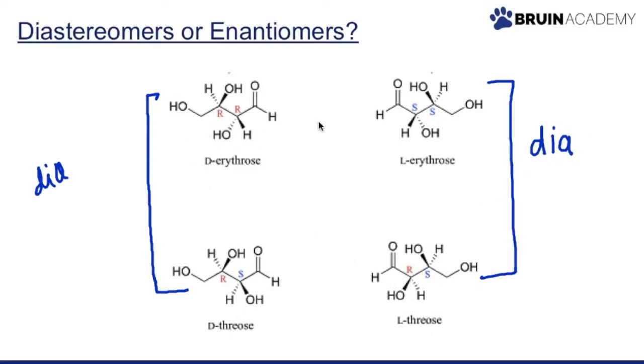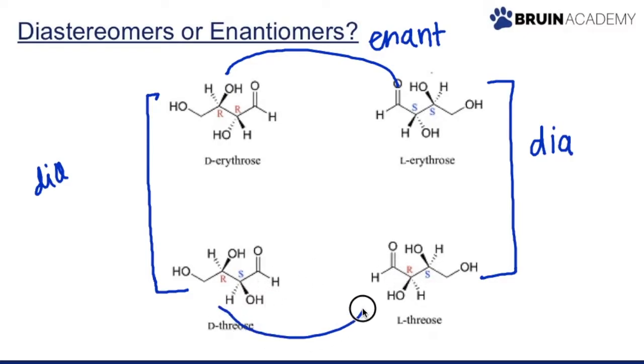And let's take a look across here. We see that there's two R configurations and two S configurations. So these are enantiomers. And similarly, we have an R and an S. However, the R on this carbon now becomes an S configuration. And this carbon, which has an S configuration, becomes an R configuration. So these are enantiomers.